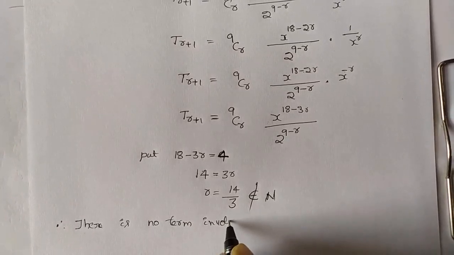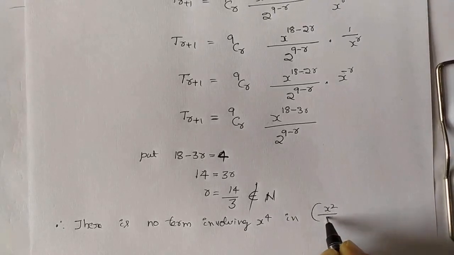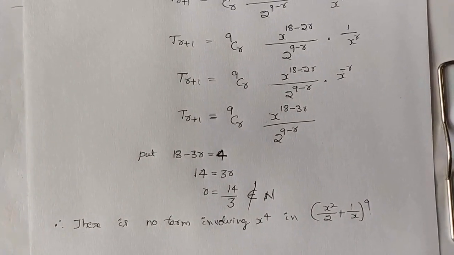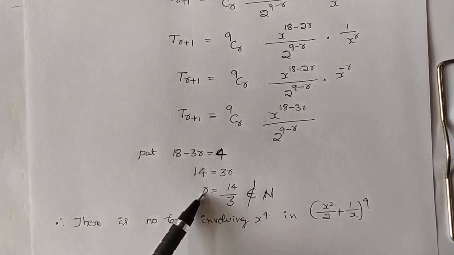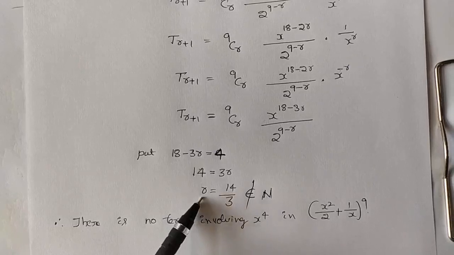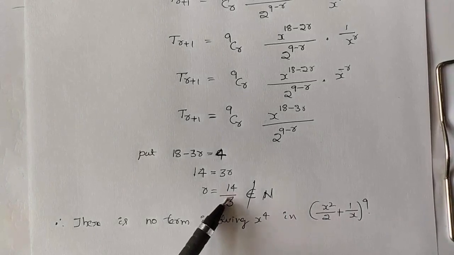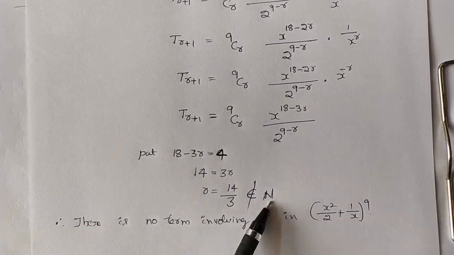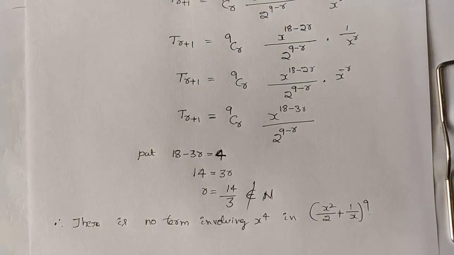Therefore there is no term involving x power 4 in (x square by 2 plus 1 by x) whole power 9. Do you understand? See, the r value should not be a decimal. Here we found the r value in decimal, so it is not a natural number. Hence we can conclude that in the given expansion there is no term involving x power 4. That's it.